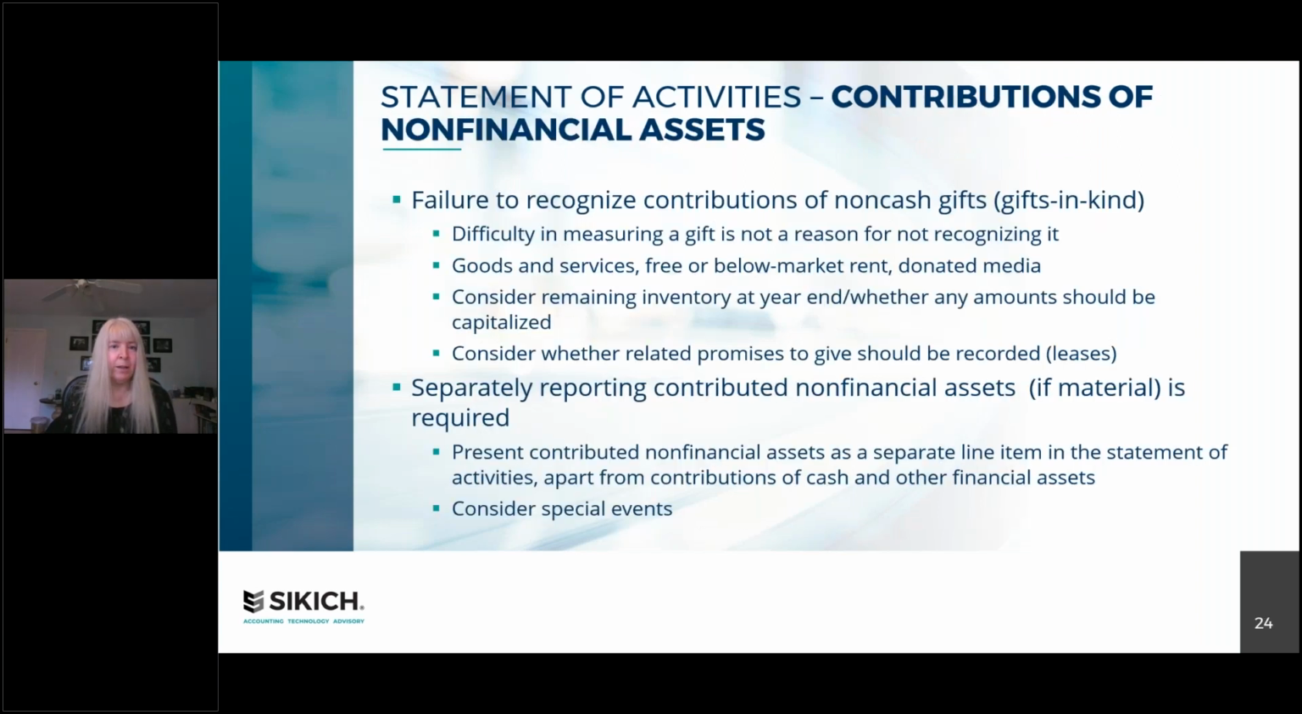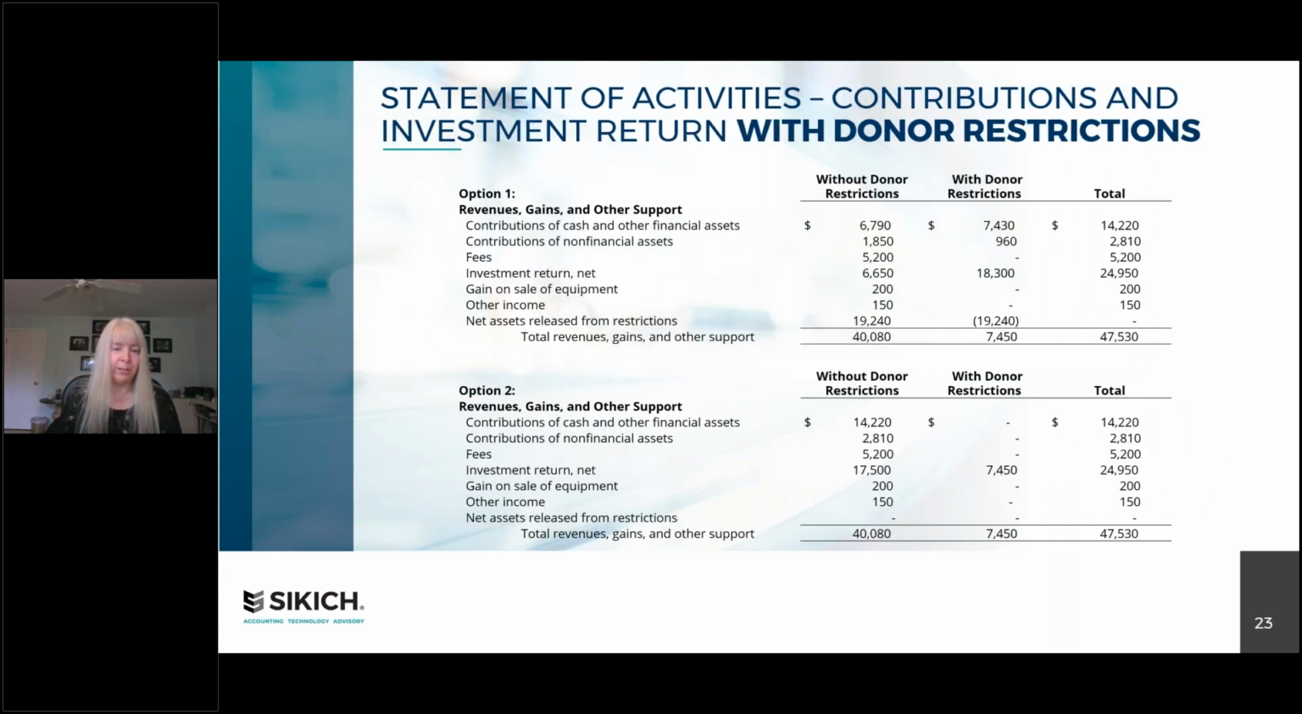So how do we recognize when that's wrong? We'll have some ways to indicate that your releases of restrictions would be more than your restricted net assets that you're starting with. That would be one indication if you were using this option 2 that something's not right with that option.